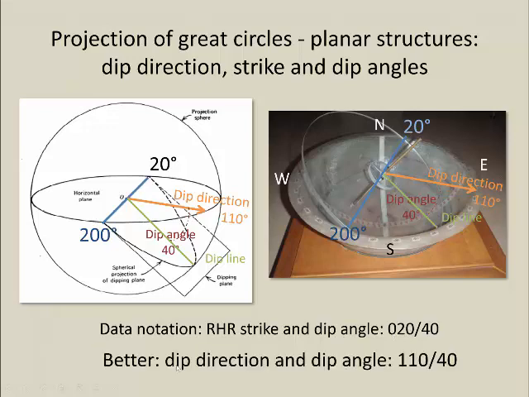In my view, a better way to write down and to record the orientation of planes would be the dip direction and the dip angle. In this example here, 110/40. That is probably the more commonly used way, but both right-hand rule strike and dip angle and dip direction and dip angle you will find in the literature and textbooks. There are a few other methods that you also might come across, but these two are the most important ones.